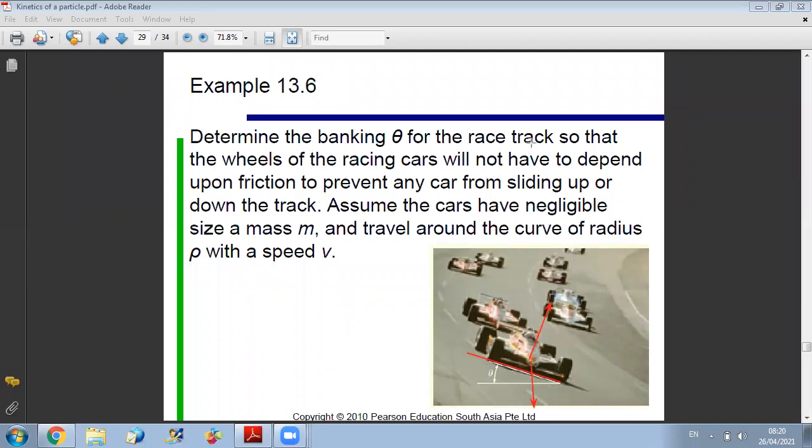Now, since in the problem they said we want to determine theta so as not to depend on friction to have motion, this means that we don't have friction. In the problem they asked what should be angle theta in order to not depend upon friction to move. Then no friction. The only two forces acting on the car are the weight and the normal.